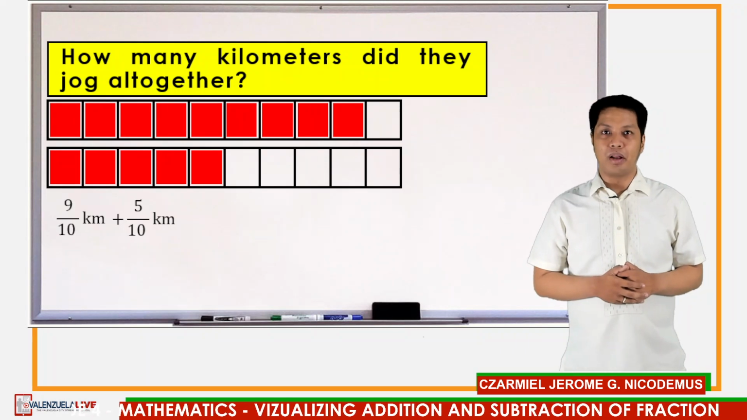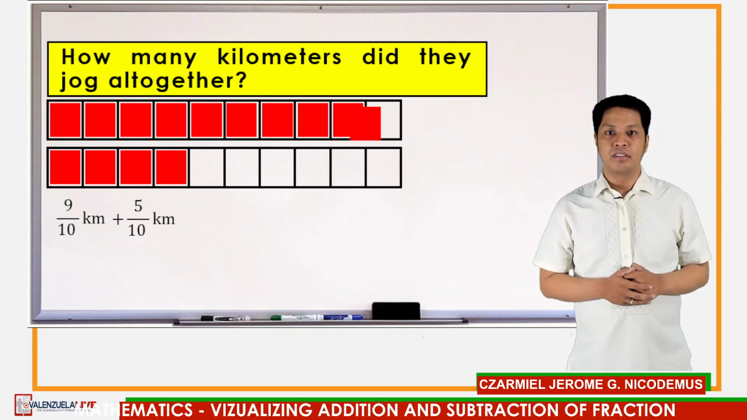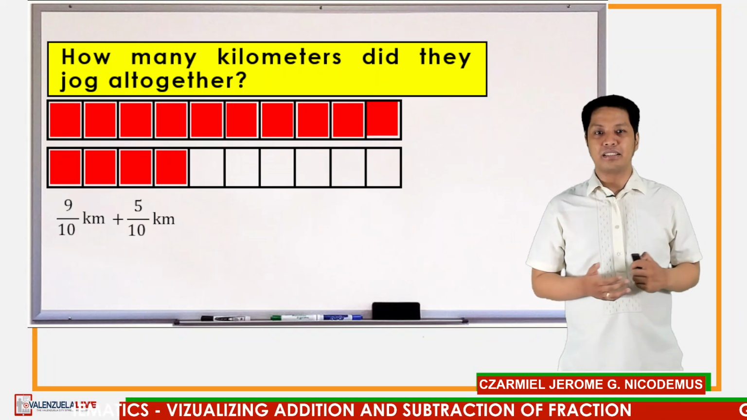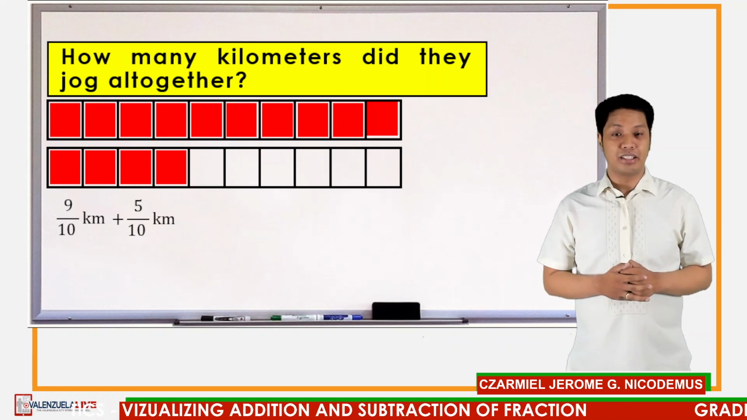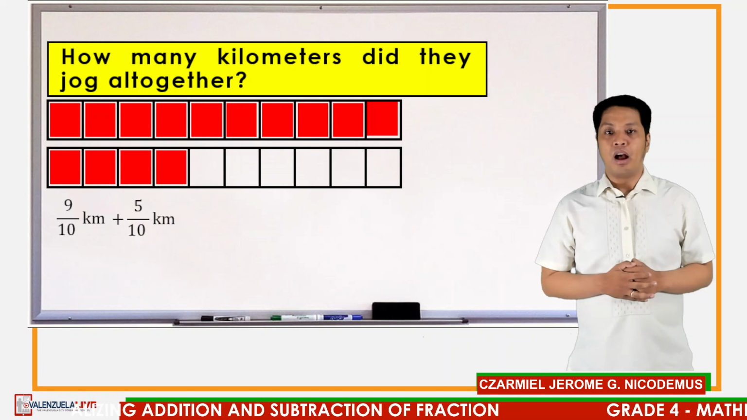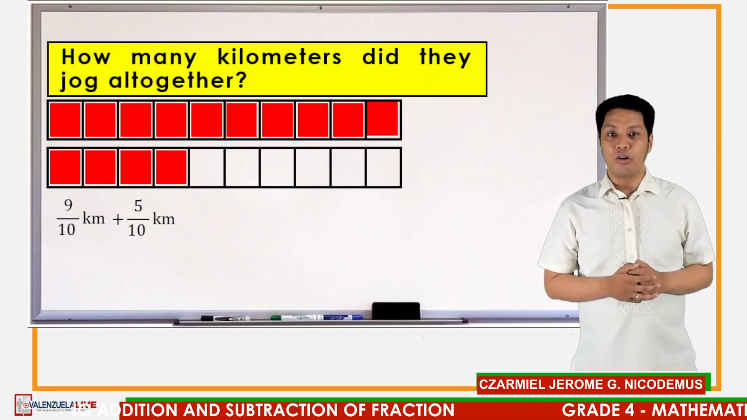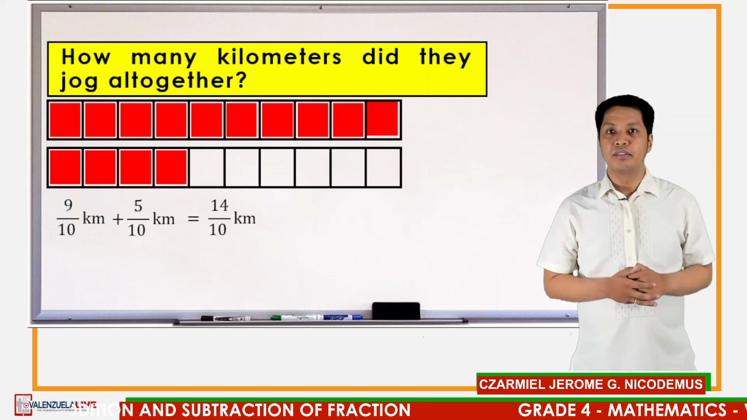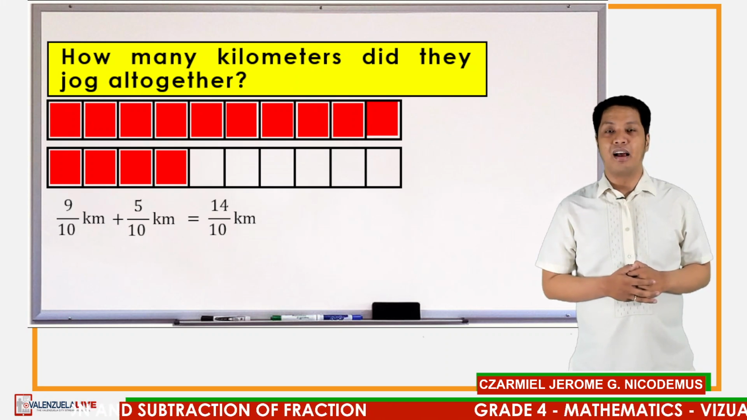Let's put one part here. So we can see that all parts of one whole are shaded. So we have one whole bar. How many parts in all are shaded? So there are 14 shaded parts.